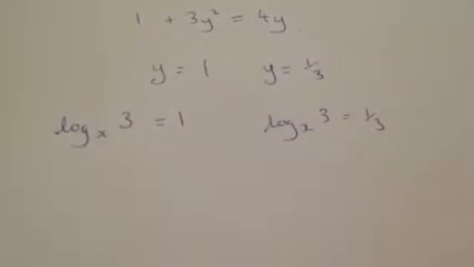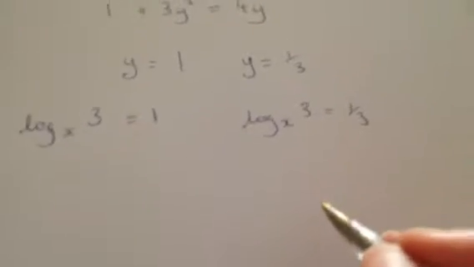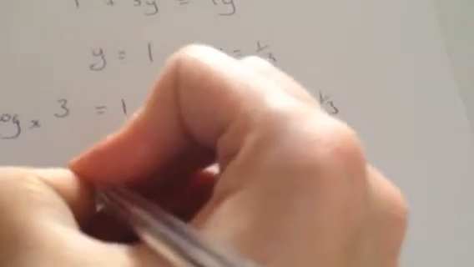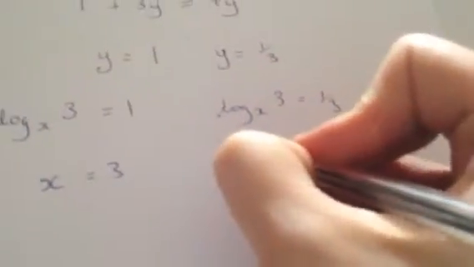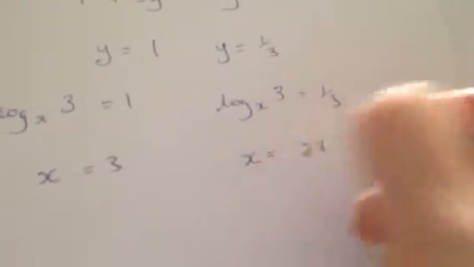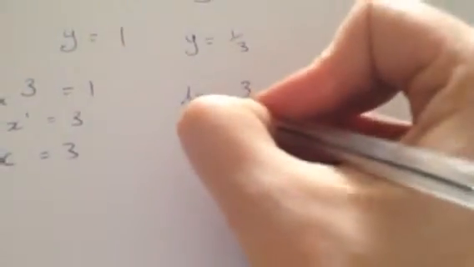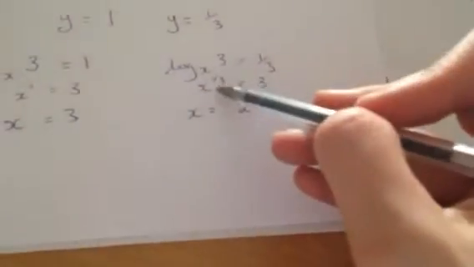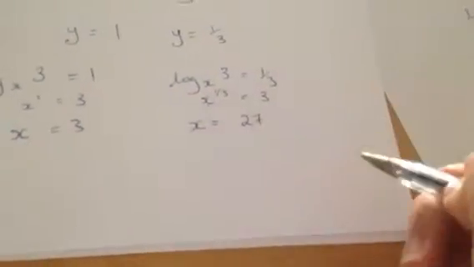I can take this out of log format and work out that x is equal to 3 and x is equal to 27. So by taking it out of log format, it's x to the power of 1 is equal to 3. Well, that must be x is 3. And x to the power of a third is equal to 3. Well, that must be 27. x must be 27.